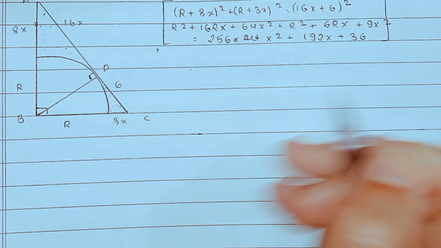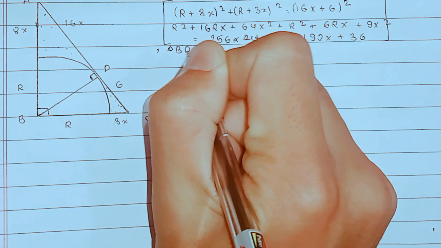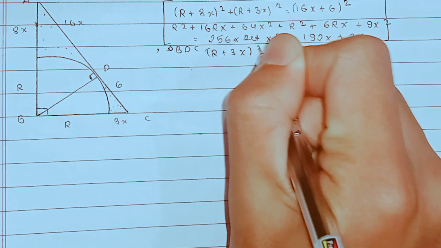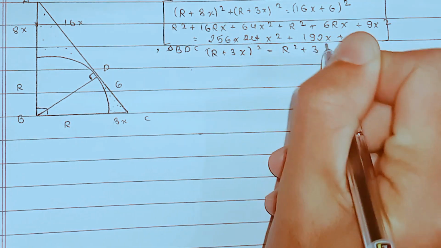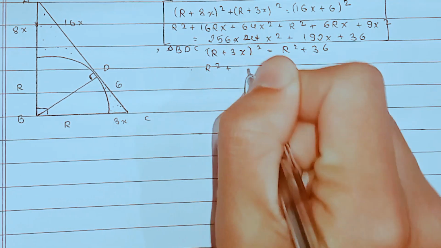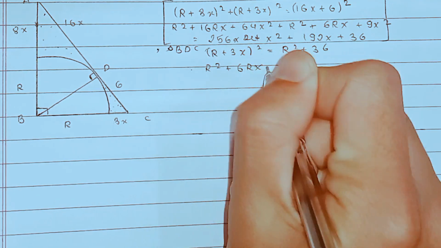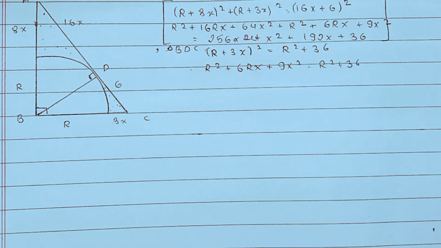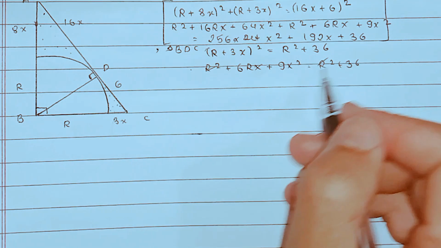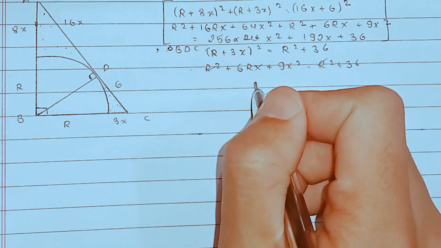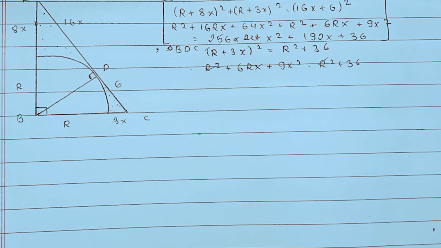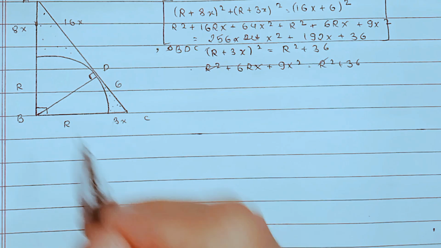Let's apply it in triangle BDC. After applying Pythagoras theorem here, we get (r + 3x) whole square is equal to r square plus 36. So r square plus 6rx plus 9x square equals r square plus 36. We can cancel out r square. This isn't working either, so let's try with triangle BDA.